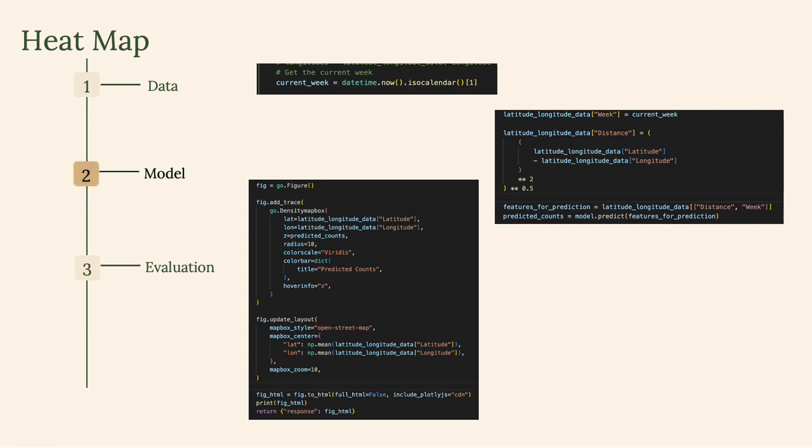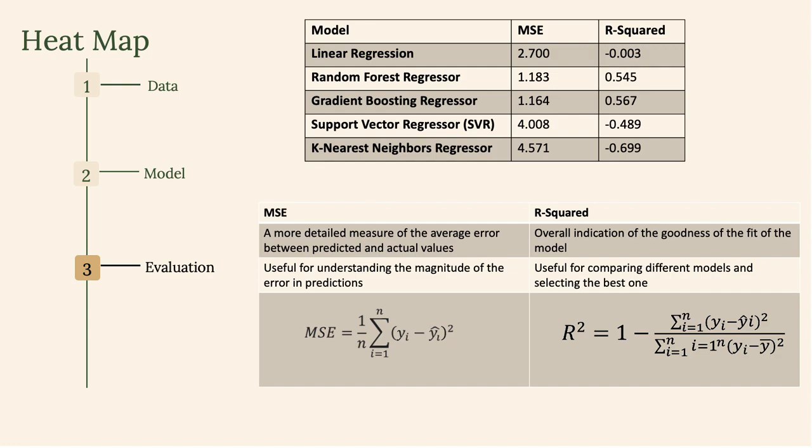Our model predicts weekly bird species counts using features like latitude, longitude, and the current week displayed on an interactive Plotly heat map. It offers insights into bird life trends by location and time, delivered as an HTML file for exploration. For our evaluation, MSE measures prediction error, while R-squared indicates model fit. Gradient boosting is chosen for heat map generation due to its higher R-squared and lower MSE.